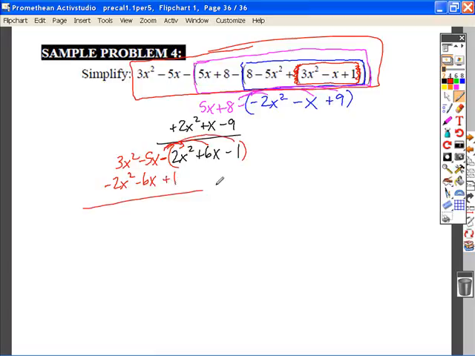And so now as I combine down vertically, I have a 1x squared, a minus 11x, and just my plus 1. And so this would be my total simplified form.